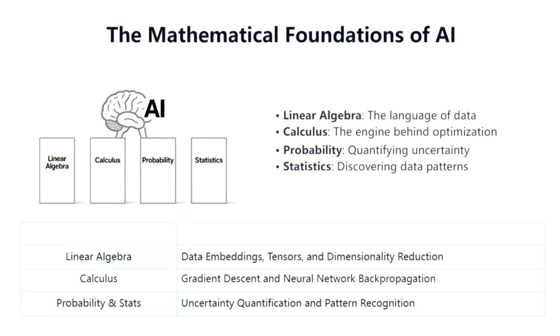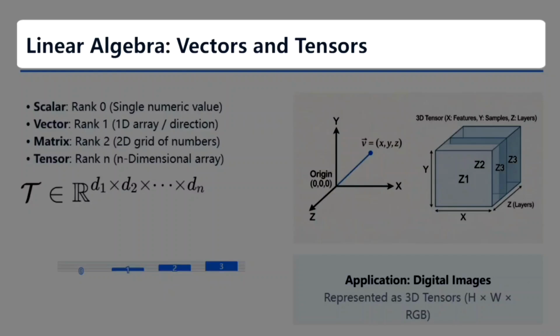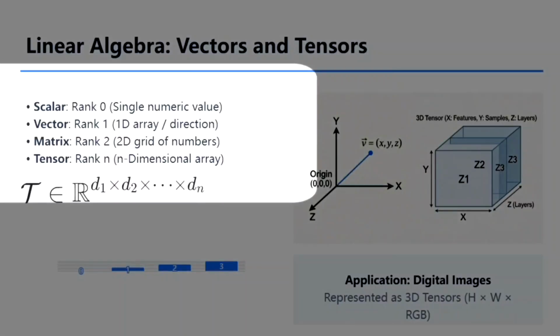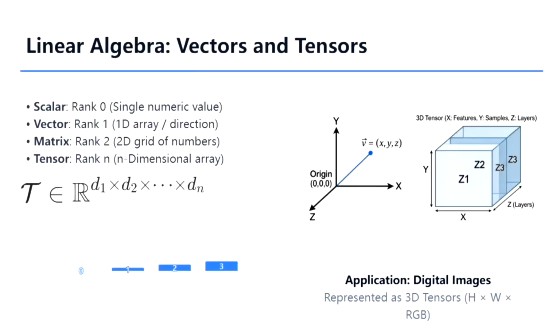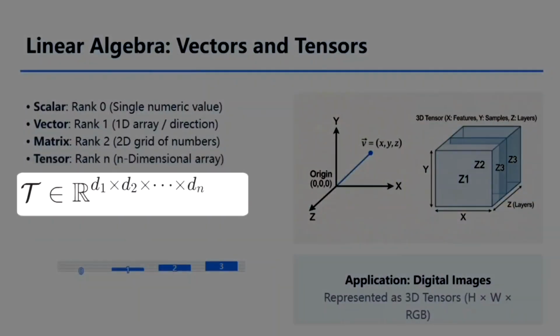Let's dive in. Building on the introduction we just covered, let's dive into the fundamental building blocks of AI mathematics, vectors and tensors. We categorize data by its rank or dimensionality. A scalar is simply a single numeric value, like the temperature in this room. A vector is an ordered list of numbers, giving it direction and magnitude in space. As we move to grids of numbers, we call those matrices.